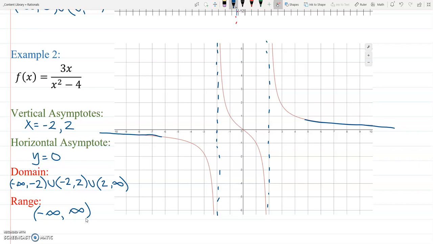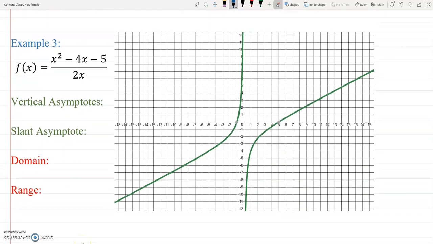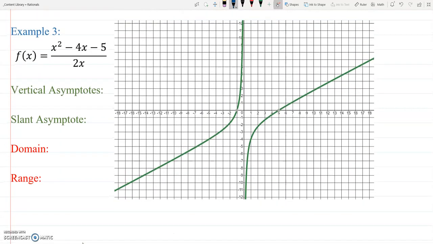All right, example 3. Okay, I'm going to move a little bit quicker. Vertical asymptote, hopefully you can see pretty easily right here down the middle. Okay, that is at x equals 0. Remember, you have to have that x part memorized. Which makes sense, because if I did 2 times 0 here in the denominator, that would be 0, and the world would explode. Slant asymptote, watch this.